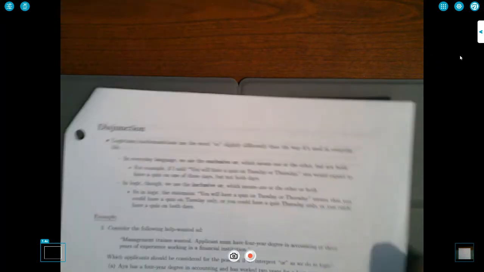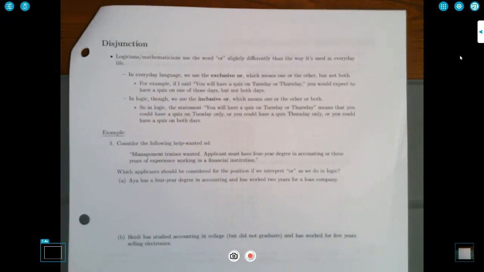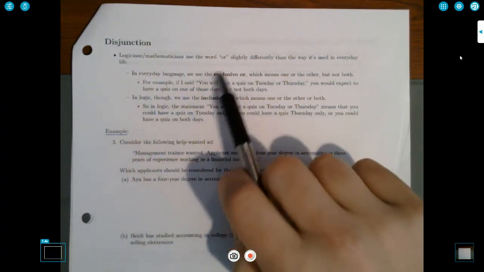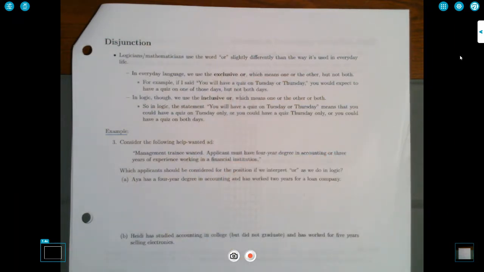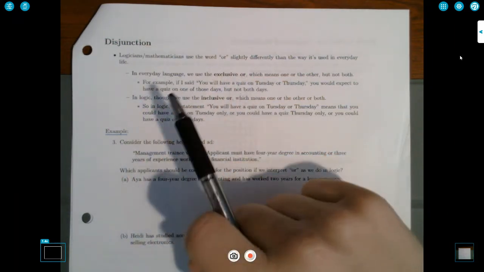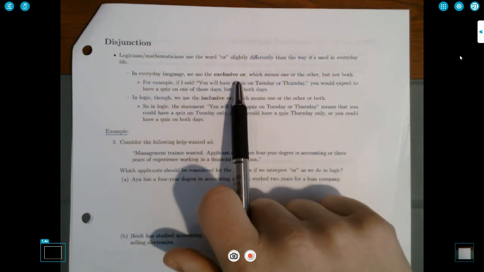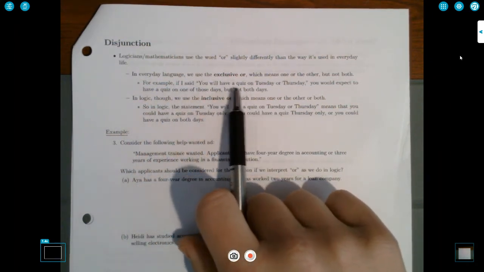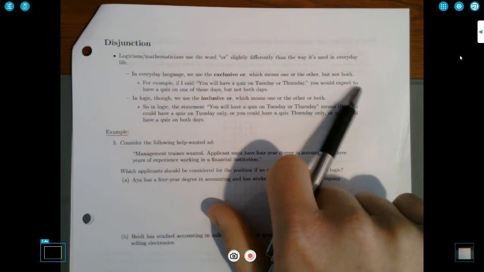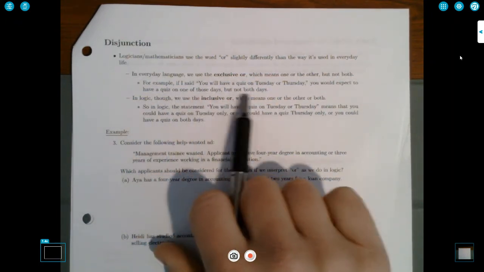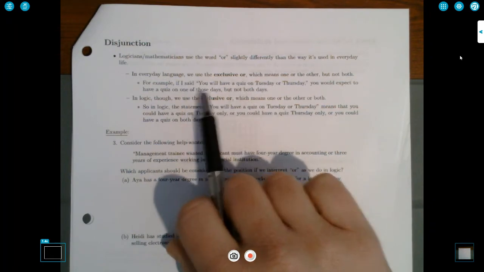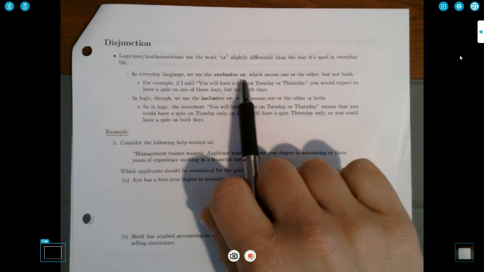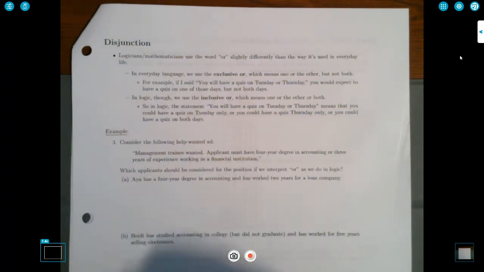Let's talk about disjunction. Now, disjunction takes a little bit of explanation. Logicians and mathematicians use the word or slightly differently than the way it's used in everyday life. In everyday language, we usually use what's called the exclusive or, which means one or the other but not both. For example, if I said you will have a quiz on Tuesday or Thursday, then you would expect to have a quiz on one of those days, but not both days, right? You would expect to have a quiz on Tuesday, but not on Thursday. Or you would expect to have a quiz on Thursday, but not on Tuesday. So that's the exclusive or, and that's how we tend to use the word or in everyday language.